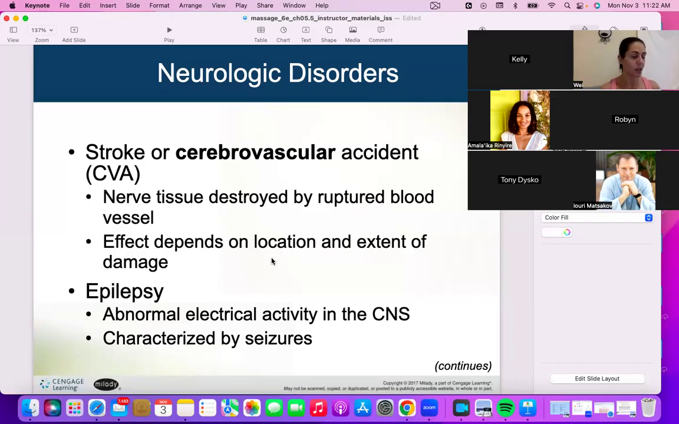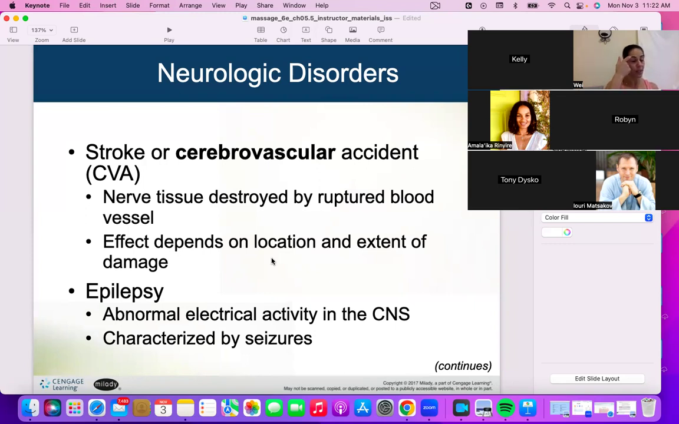Symptoms may include loss of vision in one or both eyes, loss of speaking ability, or even understanding language, loss of memory, and personality change as well. Sometimes there's paralysis that comes with the stroke, often on one side of the body. It's the opposite side of the brain in which damage occurred. So if you have damage in the right brain, the left side of the body is going to get paralyzed.